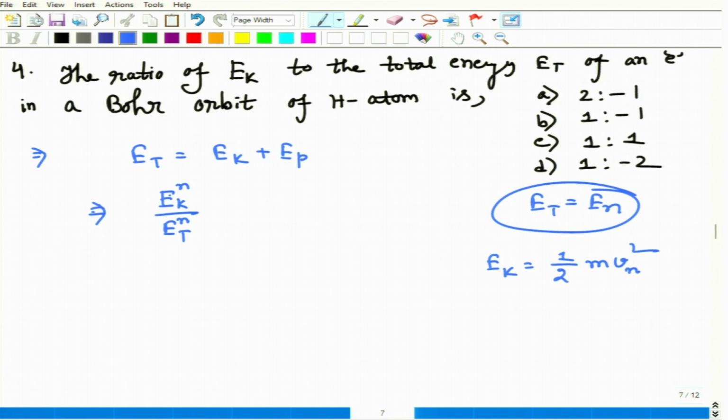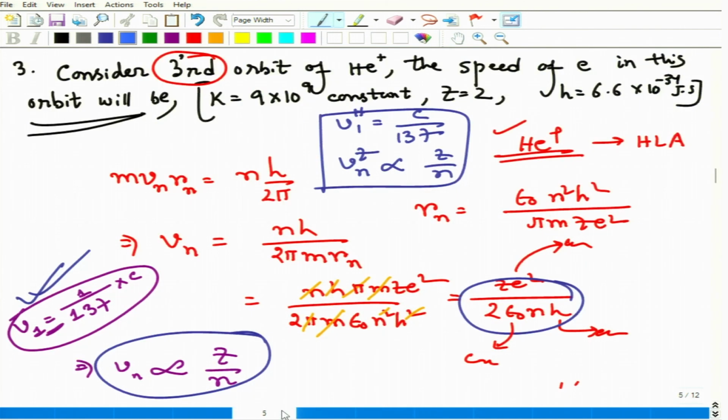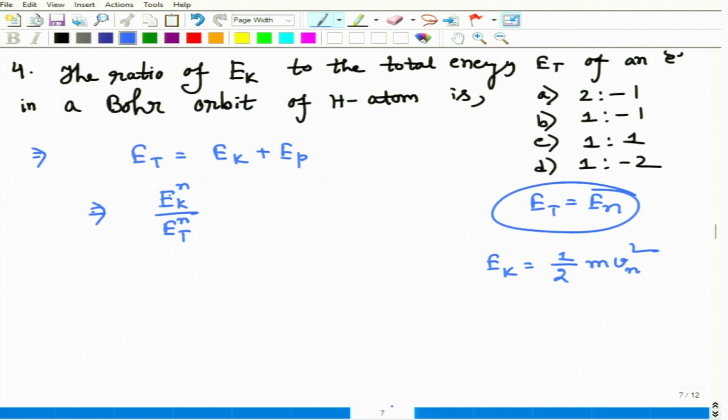Now you have to put the Vn. What was the Vn? We just derived the formula of Vn. This is the Vn. So if you put it in, then you can obtain that EK should be half of mv square. So it should be half of 1 by 4 pi epsilon naught, Z square by Rn, just like this. Okay, this will be the EK.